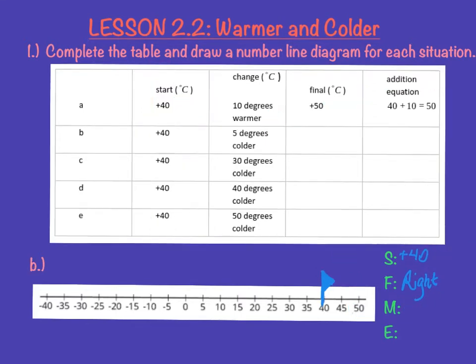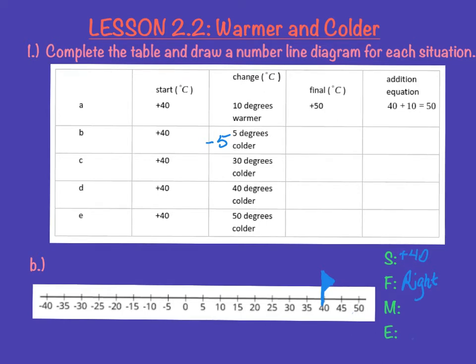Okay, so the next thing that we're doing here is part B. So again, we start at positive 40, 5 degrees colder. 5 degrees colder means negative 5, because it's going to go down, right? We think about temperature, 5 degrees colder, it's going further down towards 0, perhaps even below 0, okay?